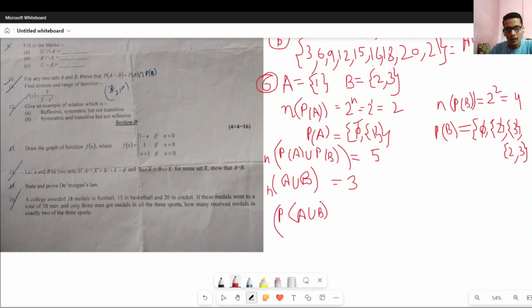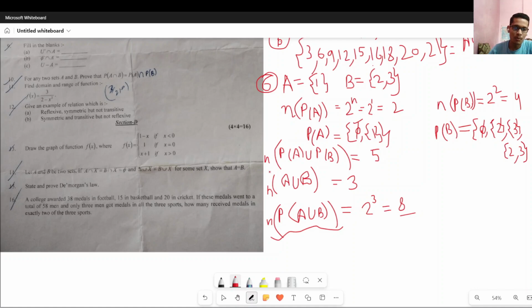Rather than writing the power set of A union B, we will just check the number of elements in the power set of A union B, because you all know how to write the power set. So the power set of A union B will have 2 raised to power 3 elements, since we are talking about 3 elements. So it will be 8. Now look here. The number of elements in the power set of A union B is 8.